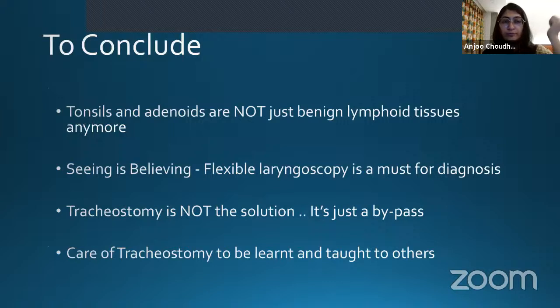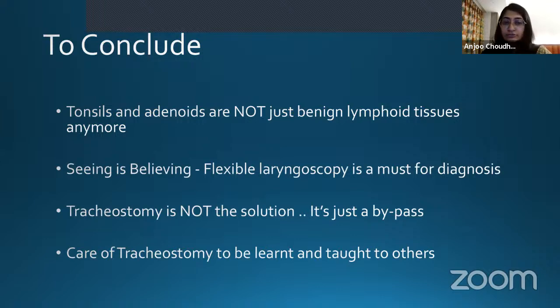So to conclude my whole presentation, tonsils or adenoids now are not just considered benign lymphoid tissues anymore. They are actually part of that obstructive sleep apnea spectrum, and hence they have to be treated as a different disease now. And management protocols have changed, and pediatricians have to be aware of it. Seeing is believing, hence we believe that a flexible laryngoscopy is a must for any noisy breathing child. It does not require anesthesia. It can be done under local anesthesia up to the level of vocal cord. Of course, beyond that, we'll need some kind of anesthesia.